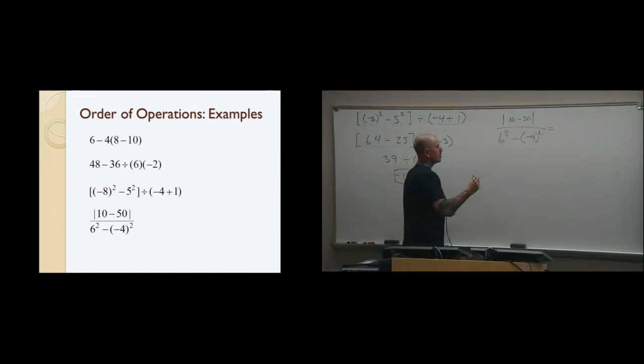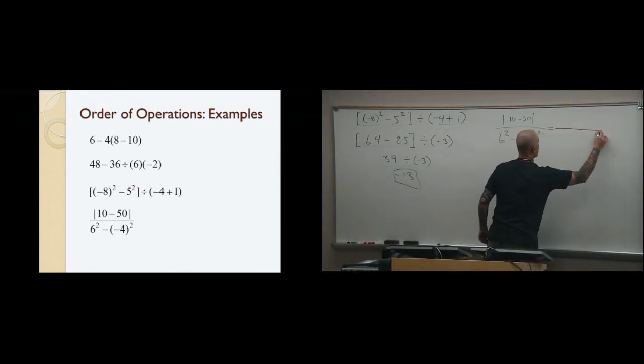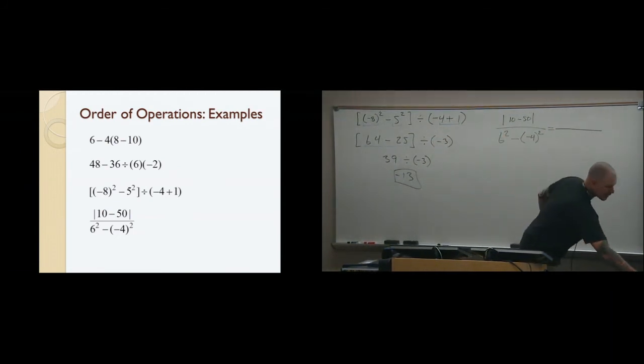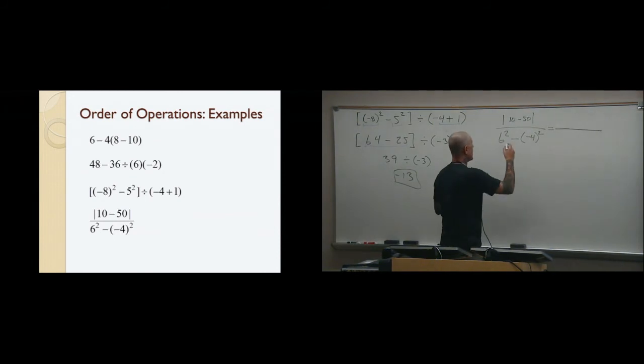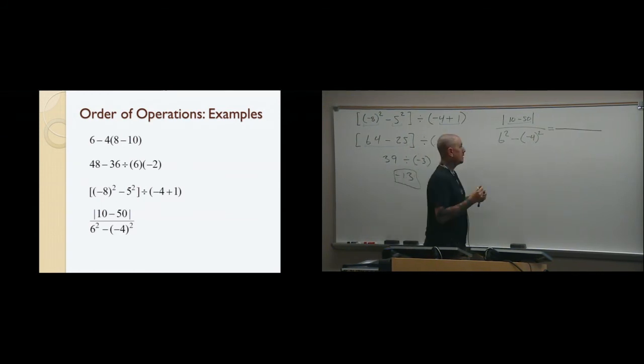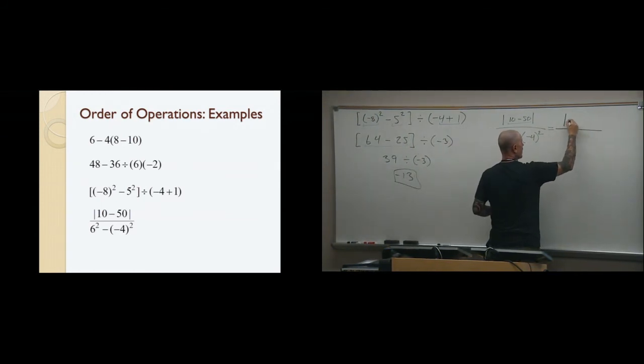Okay? So my first step, when I look at my numerator, I see that there's an operation to perform within the absolute value. So I'm going to do that first. 10 minus 50 gives me what? -40. So the absolute value of -40 is on top.